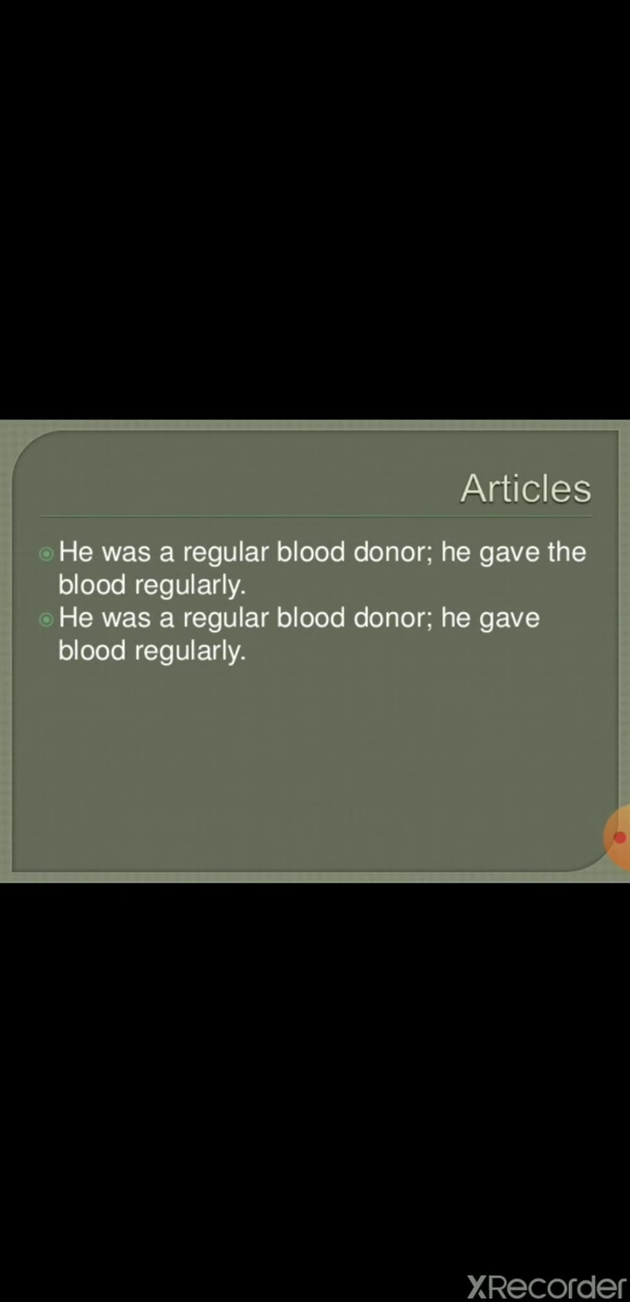Articles. Articles are also a basic requirement to create an error in the sentence grammatically. That is why I have added articles in your parts of speech. Not I have added, the linguistic experts have done this. I am not the expert in that terminology. They have added articles. So, he was a regular blood donor. He gave the blood regularly. He was a regular blood donor. He gave blood regularly. So the was not required there.